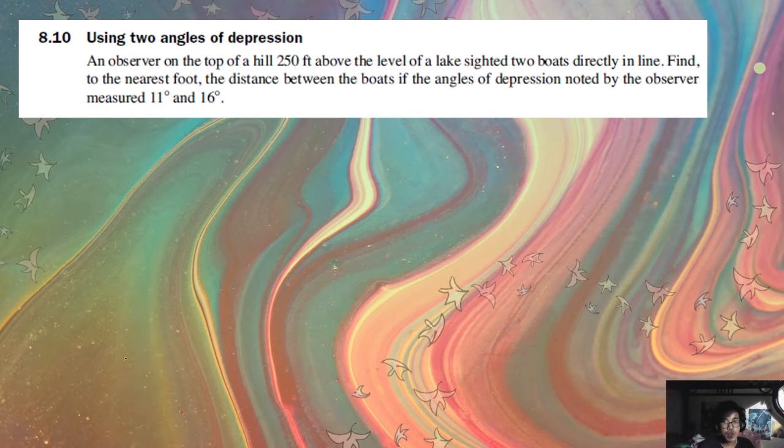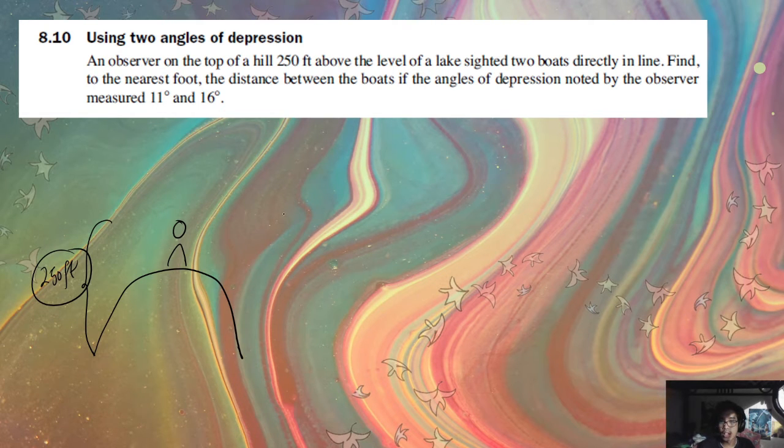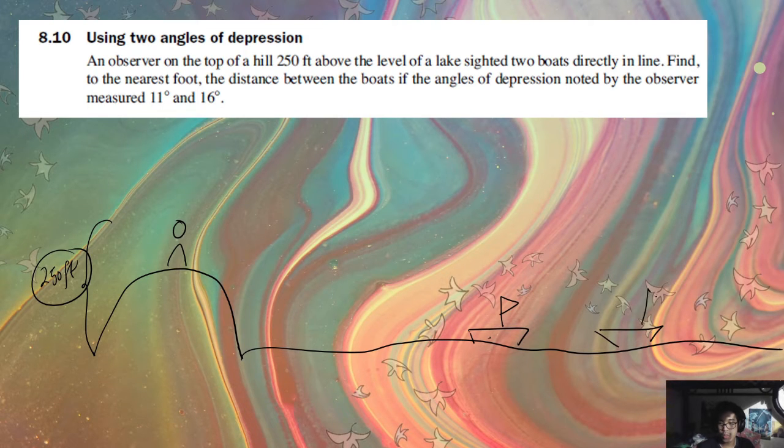An observer on top of a hill, let's say that this is our hill, and here's our person. On top of a hill, 250 feet above the level of a lake, he sighted two boats. Let's say this is our lake, and this is boat 1, and this is boat 2.